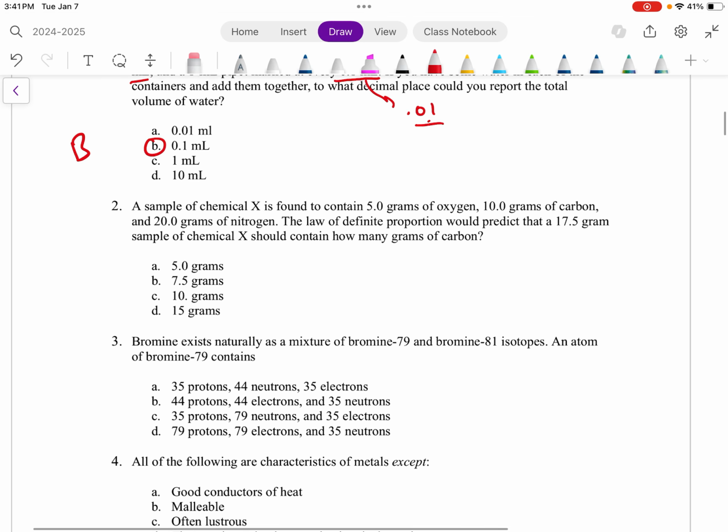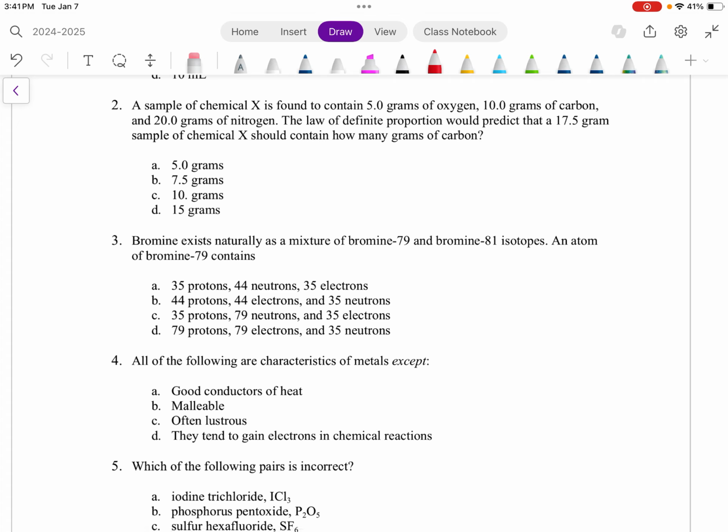Okay, so for the second one, we have sample chemical X, and they're giving us a breakdown of oxygen, carbon, nitrogen, and it predicts that a 17.5 gram sample would have how much carbon, right? And so it's basically like carbon out of total, right? And so the question is, how much carbon out of 17.5 grams total?